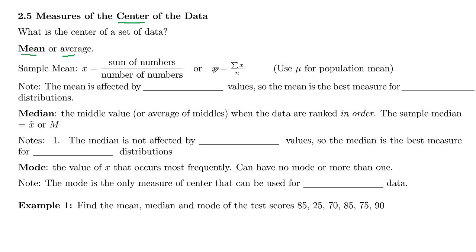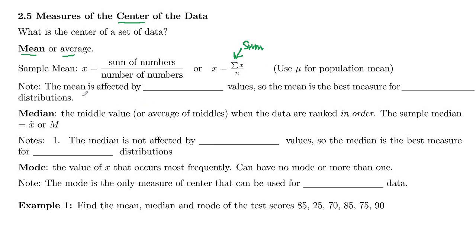Now in statistics notation, we'll say X bar is sigma X over N, so that Greek letter sigma means sum, and then N is the number of numbers. So sum of the data values over the number of data values. Now if we're talking about a population mean, instead of X bar here, we'll use the Greek letter lowercase m, mu, for the mean.